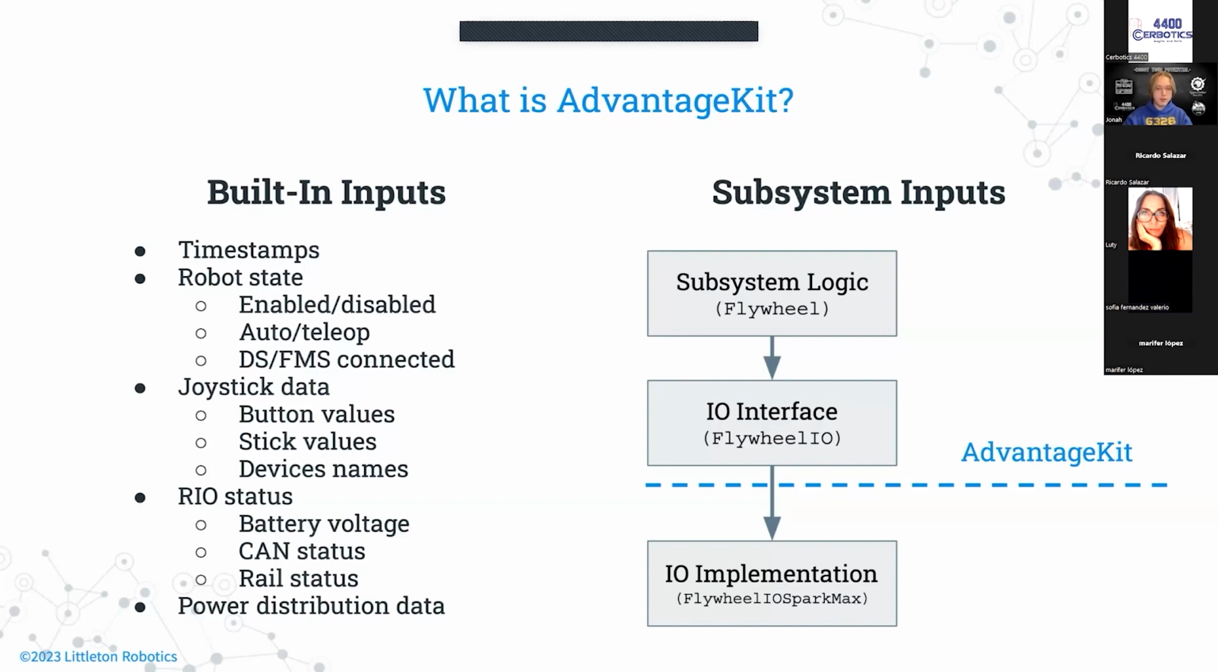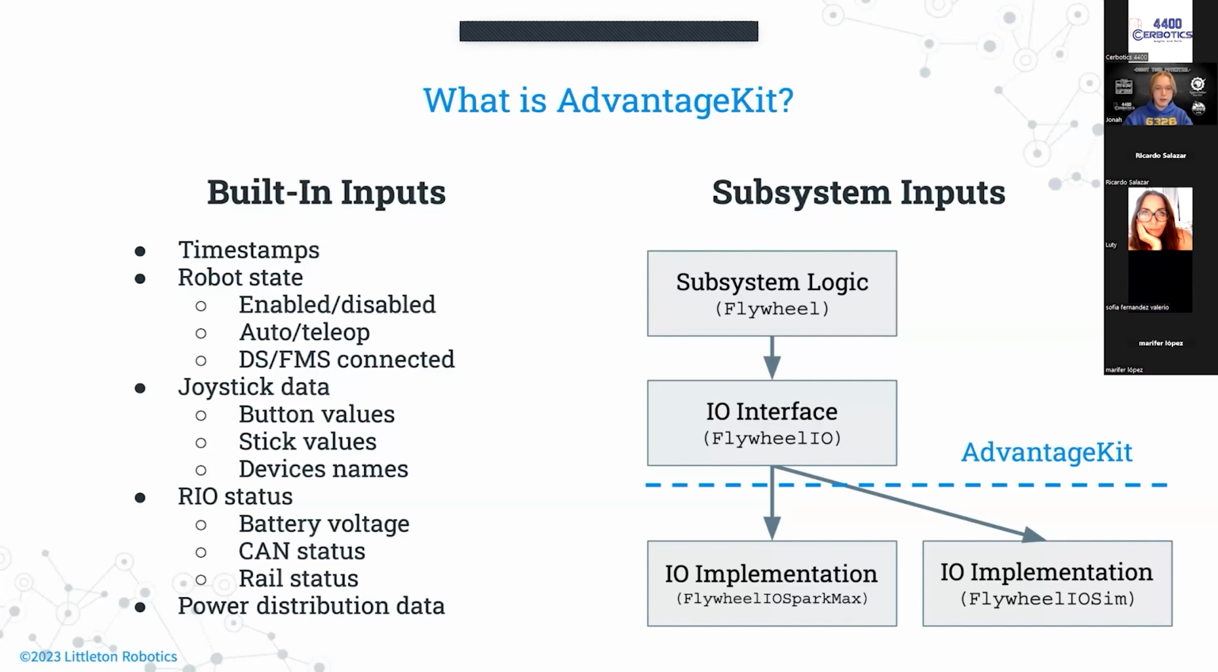So the subsystem and the rest of the code can't tell the difference between the real hardware and the replayed log. I'll also note the IO layers have another nice benefit, which is that we can write multiple of them. So for example, we could have a flywheel IO sim, replace our real implementation with a physics simulator in order to test the code before the real robot is ready. We could also write, say, a Talon FX implementation if we had a practice robot with different hardware.